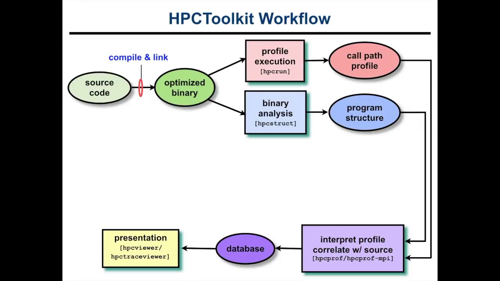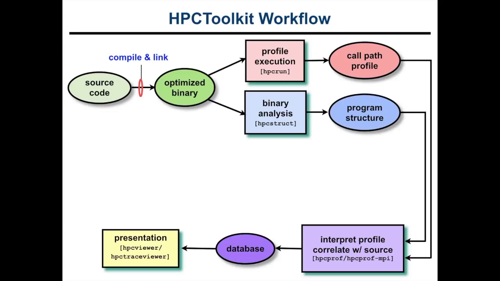HPC Toolkit is an integrated suite of tools for measurement and analysis of program performance on computers ranging from multi-core desktop systems to large supercomputers. HPC Toolkit uses statistical sampling of timers and hardware performance counters to collect performance measurements and attributes them back to full calling context. Since HPC Toolkit uses sampling, measurement has very low overhead and scales very well with parallel systems.